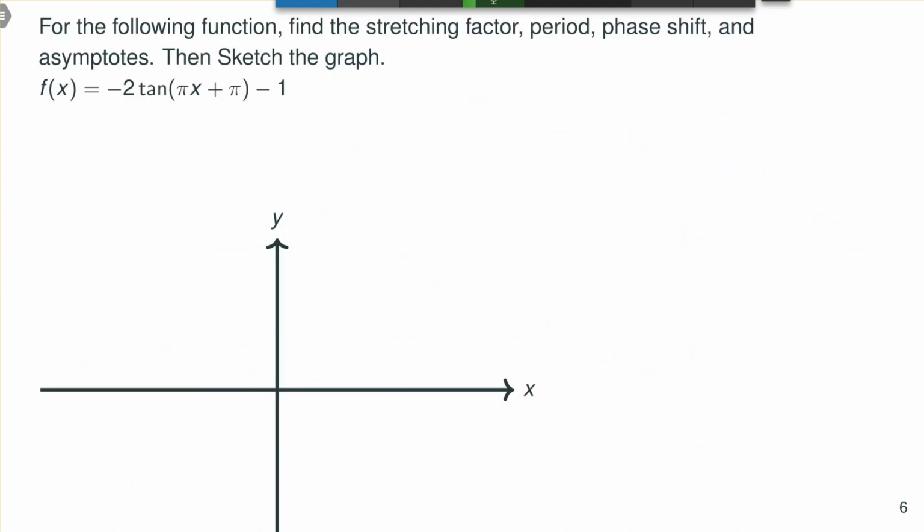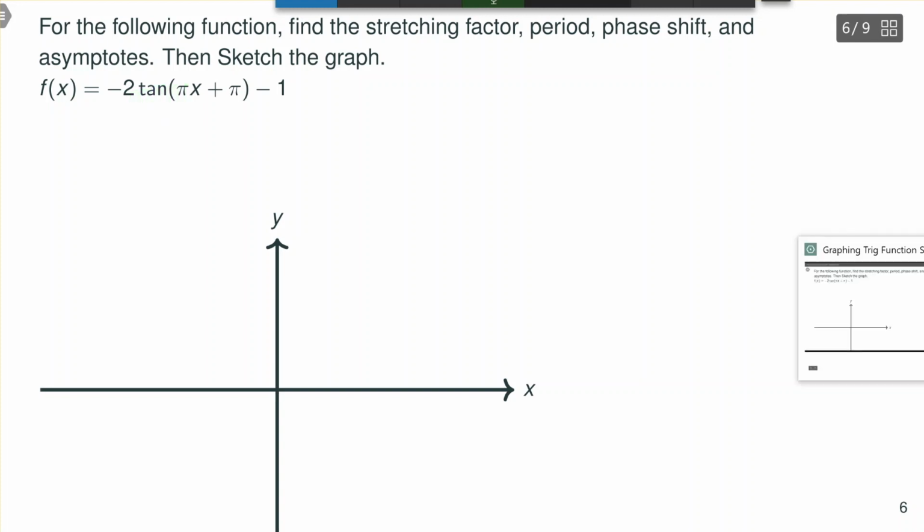For the following function, find the stretching factor, period, phase shift, and asymptotes, then sketch the graph. So here we're sketching a tangent graph, which is a little different from graphing sine and cosine.